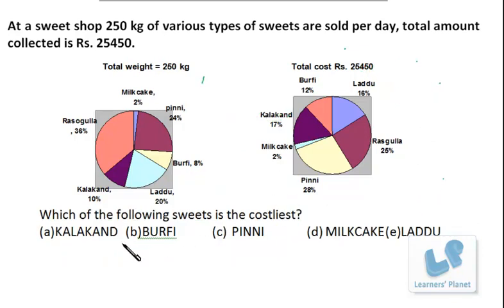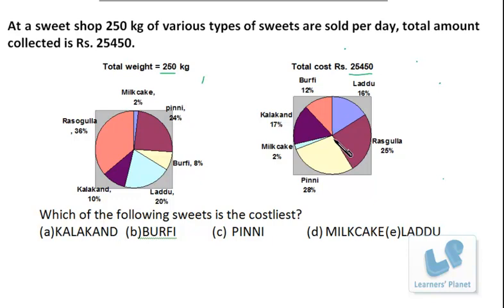Now this is the 9th question. Which of the following sweets is the costliest? Kalakand, Burfi, Pinni, Milk Cake, Laddu. Now we have to calculate the price of each and every sweet. For every calculation, 250 and 25450 are the same, so do not take that into consideration. Finally, the numerator is chosen from here and the denominator is chosen from here, right?